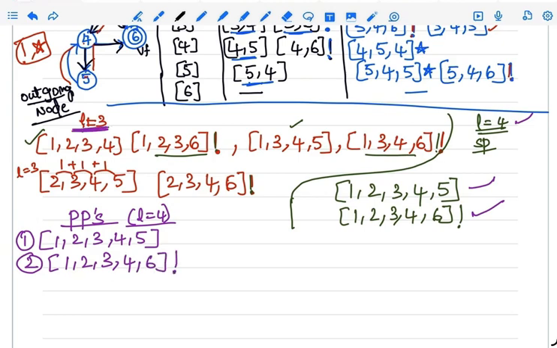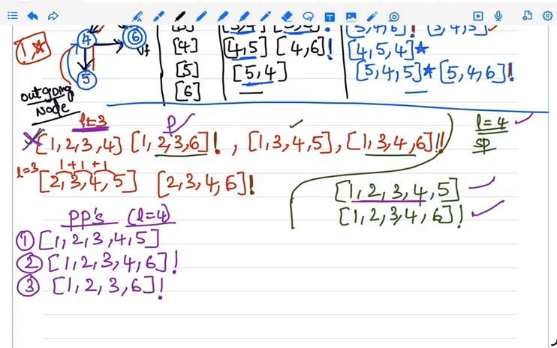Next, 1, 2, 3, 4 is here, right? So this is not a prime path. 1, 2, 3, 6 is not there, so this is a prime path. So the third prime path is 1, 2, 3 and 6.